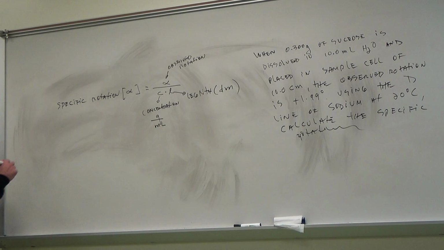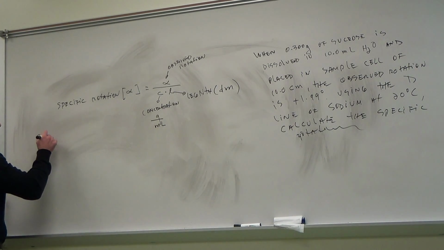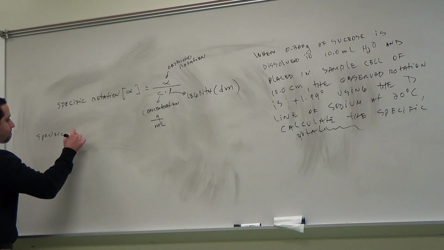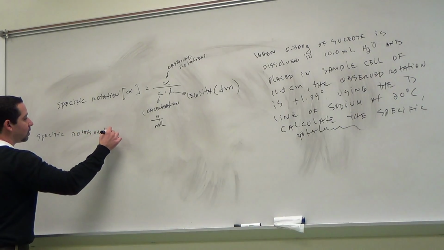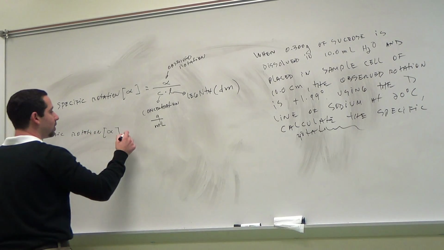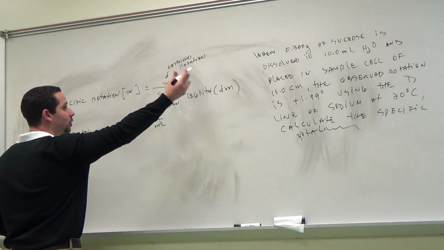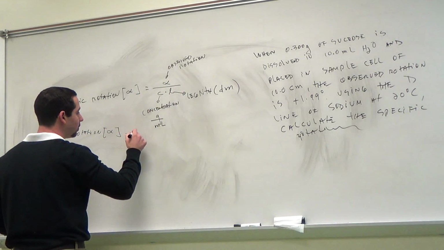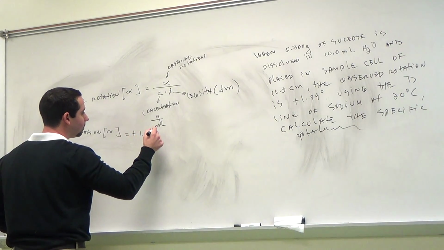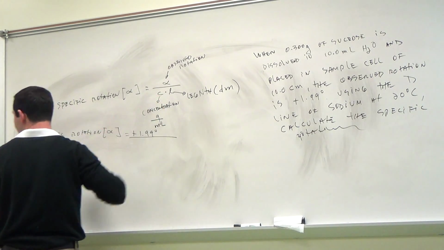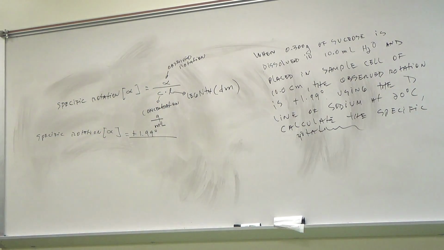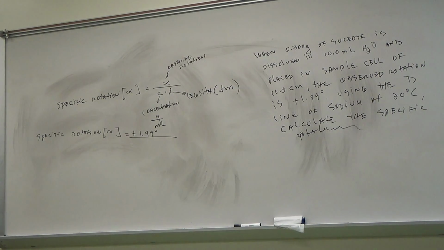So tell me, specific rotation is equal to what? Alpha over l times c, is equal to alpha, which is the observed rotation. Was that given to you? Yeah. Positive 1.99 degrees, yes? We are going to divide this by the concentration. The concentration in what? In grams per milliliter. We have to find that. That was not given to you.